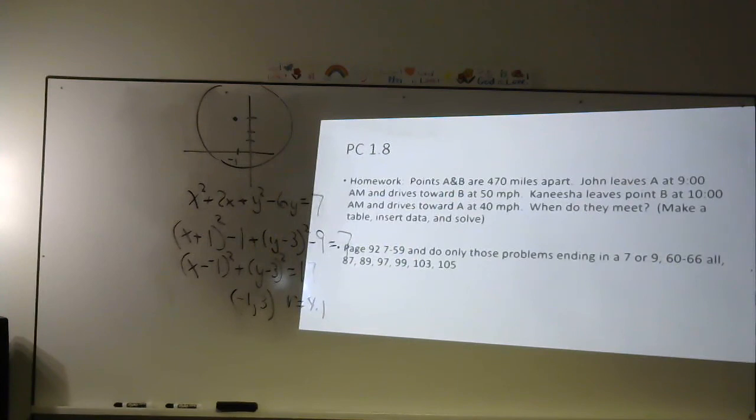Here is your homework. One extra problem. Make sure you make a table, put all your information in it, and you should be able to solve that. Check out the assignment down there on page 92. From 7 to 59, you do only those problems ending in a 7 or a 9, like 7 and 9, 17 and 19, 27 and 29. You with me? That's all I want you to do down there, just to get a flavor for what's going on in these problems. All right?